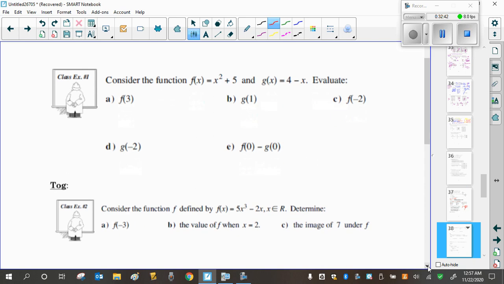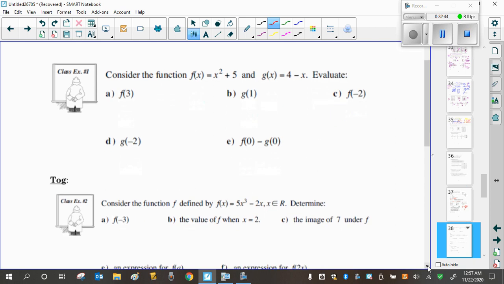Here is, usually you're going to have one function. This question starts off with 2. So if you see an f, you use the f function. If you see a g, you use the g function. And it's just like a table of values, except instead of having a table of values, let's go red first.